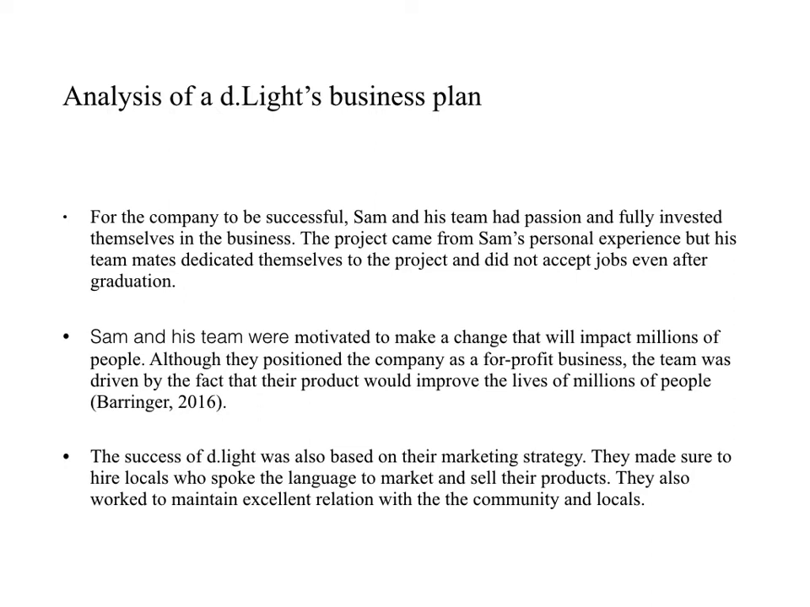And once they graduated, they didn't accept corporate jobs that were offered to them, but all of the team members focused on developing the project.